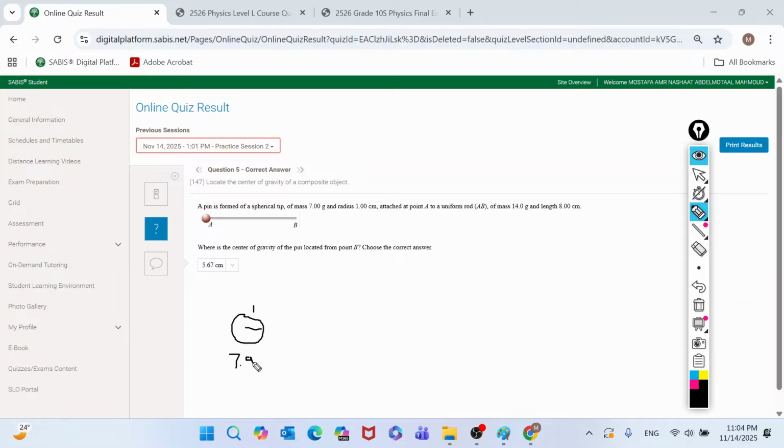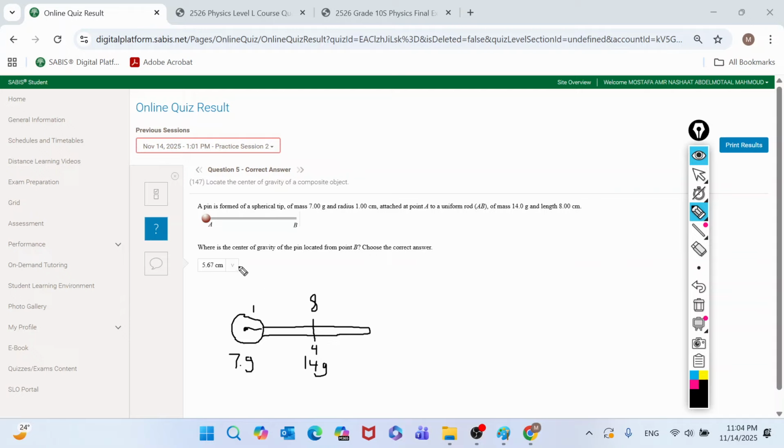It is attached to a uniform rod. A uniform rod means the center of gravity is in the middle of the rod. So the rod is 14 grams and 8 centimeters. The center of gravity of the tip is going to be in the middle of it, and the center of gravity of the uniform rod is also in the middle of it, at 4, because it's uniform.